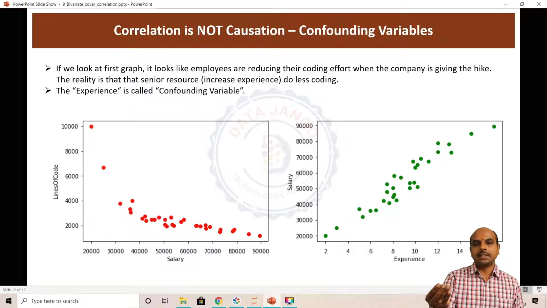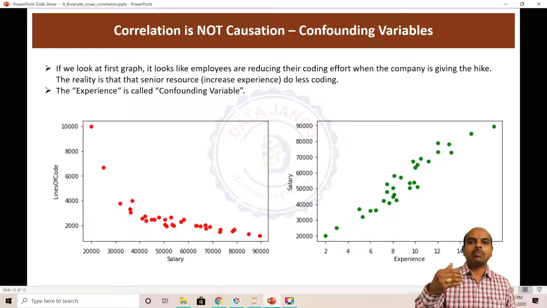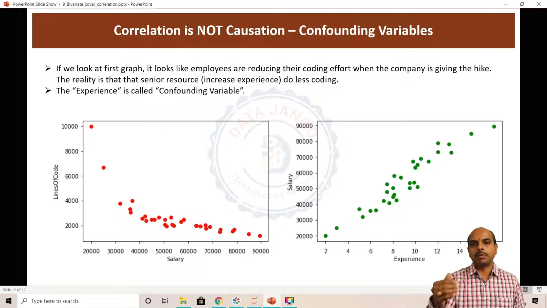With the experience increasing, the position increases, and more managerial and monetary roles the person will get into, and the coding effort will reduce because of lack of time. So here the confounding variable is experience.